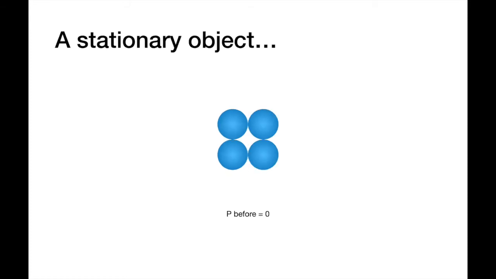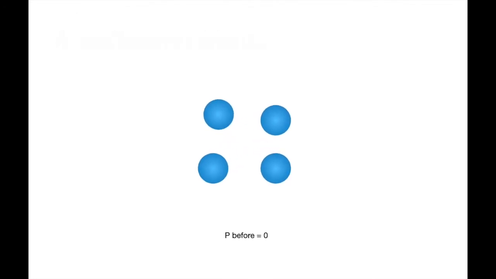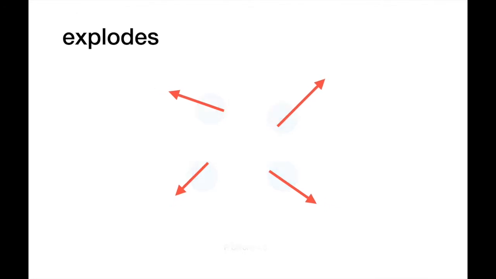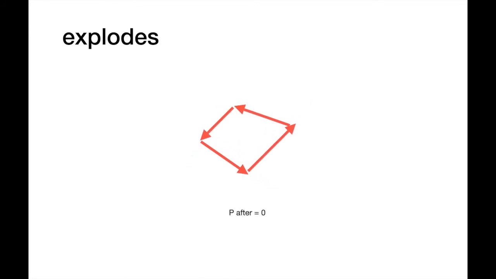Now I want to apply the same principle, but this time starting with a stationary object that explodes, and now each one of those particles has its own momentum. When it was stationary, its momentum had to be 0, because its velocity was 0. But that means after the explosion, its momentum must also be 0. If you add those vectors together, you can see that they just come back around, showing that the momentum was indeed 0.